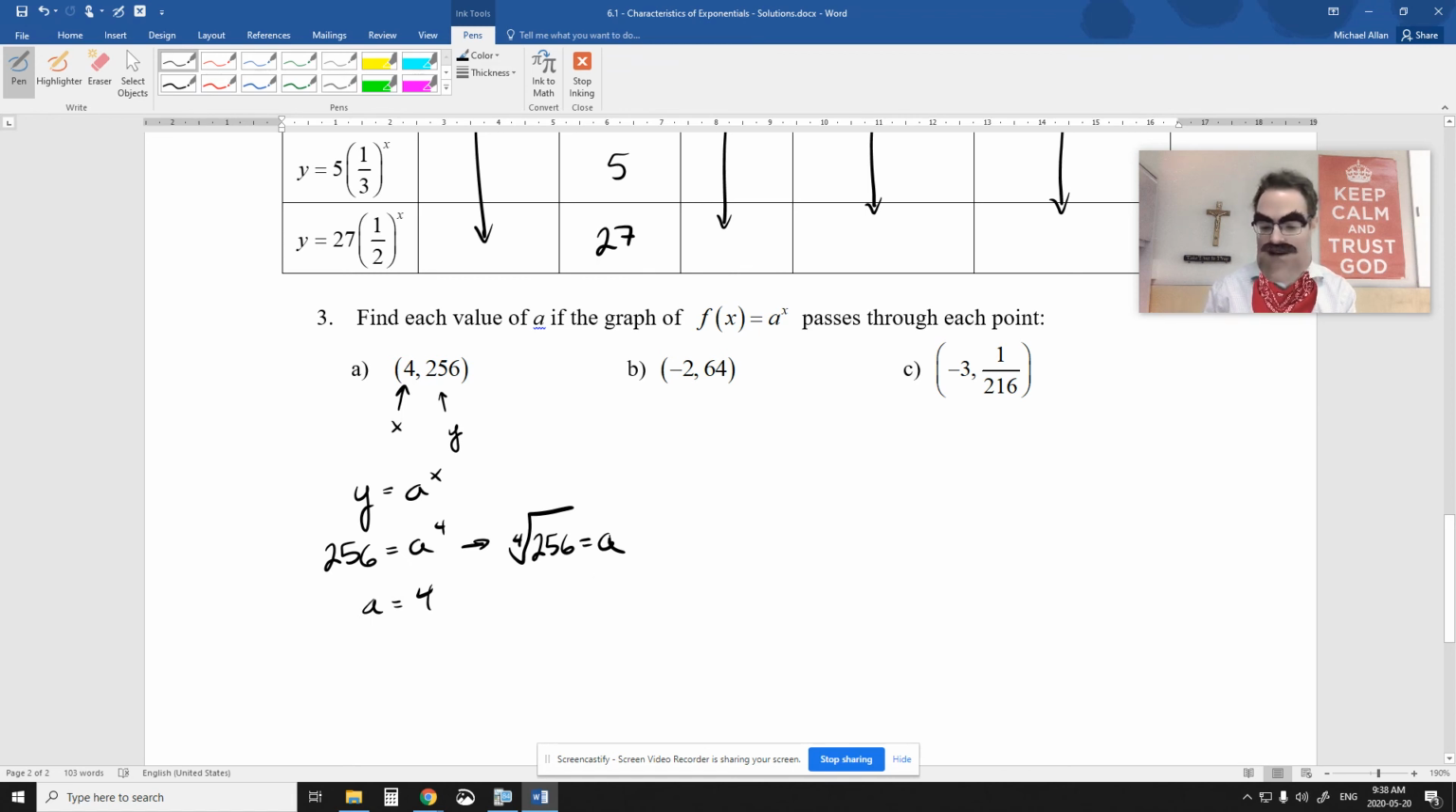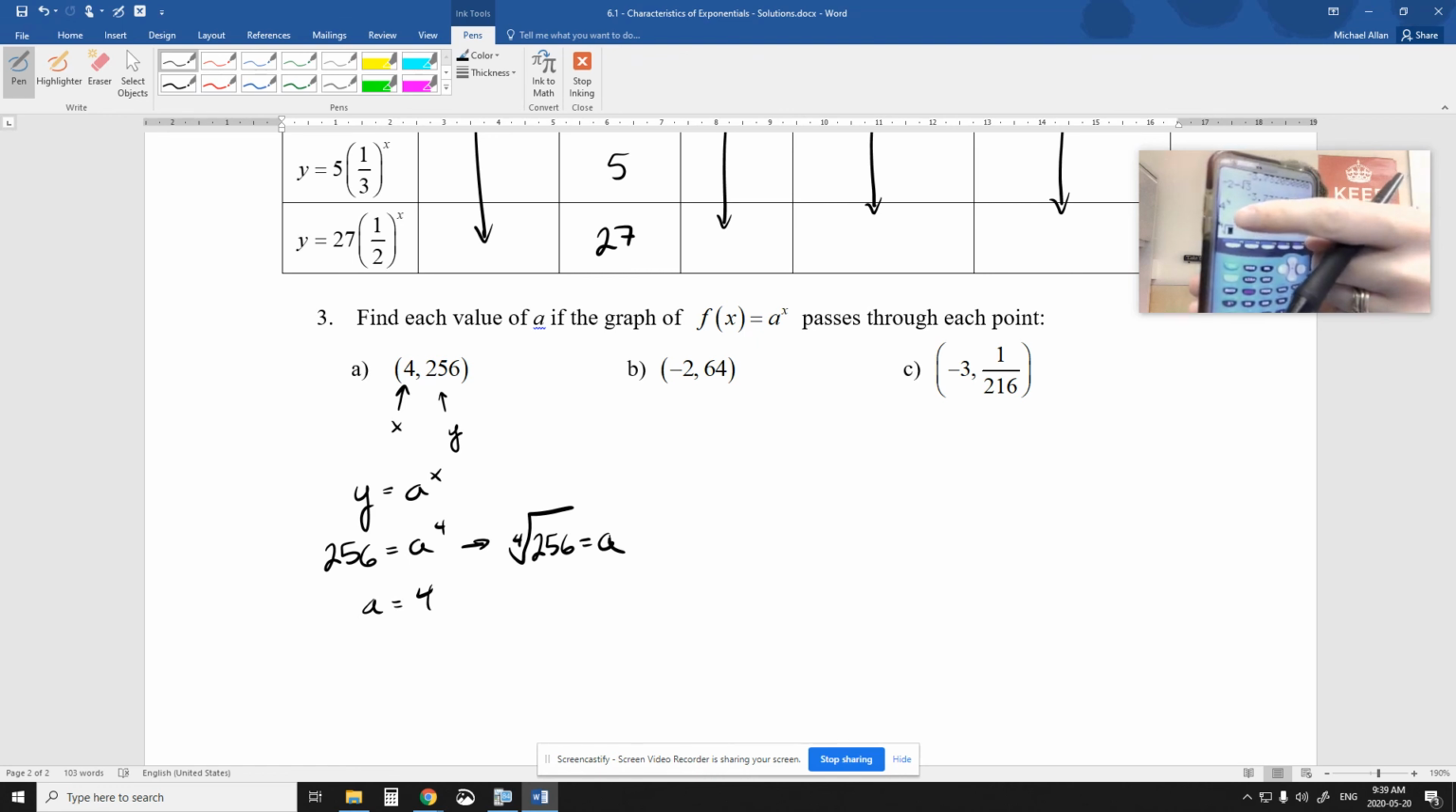that's under math. There's a little X root button, number 5. So hit number 5 there. But before you put that down, you're going to have to put a number down. So I can go 4, math, X root. It'll put a little 4 in that top there where the index is, 256. And I get a 4 out.